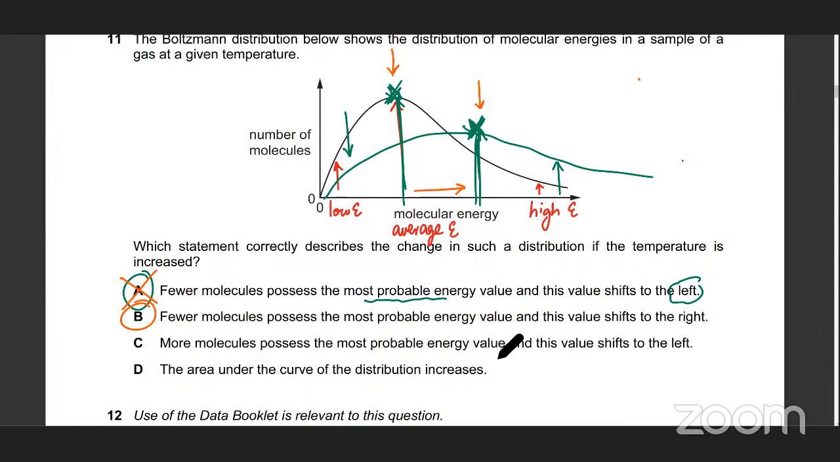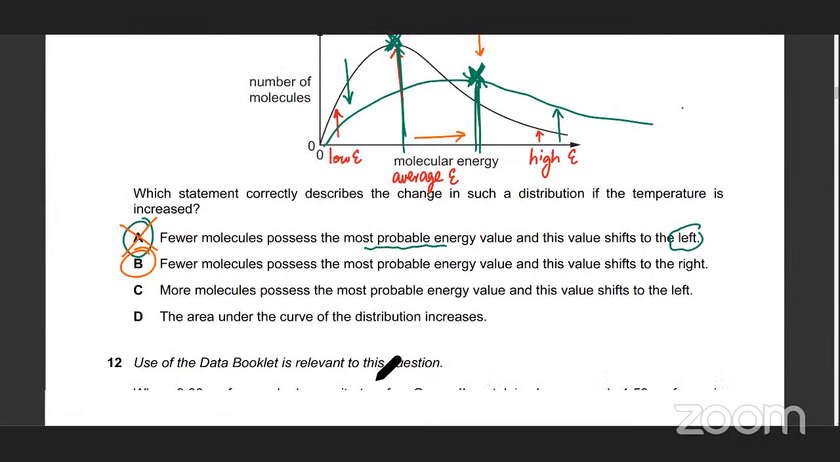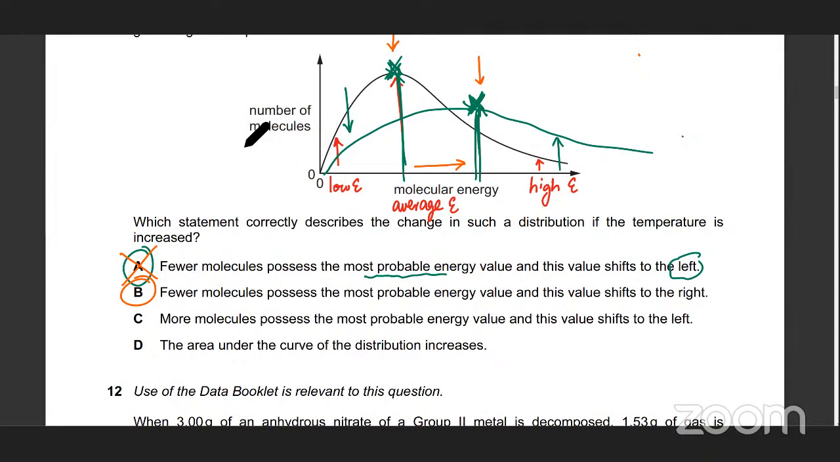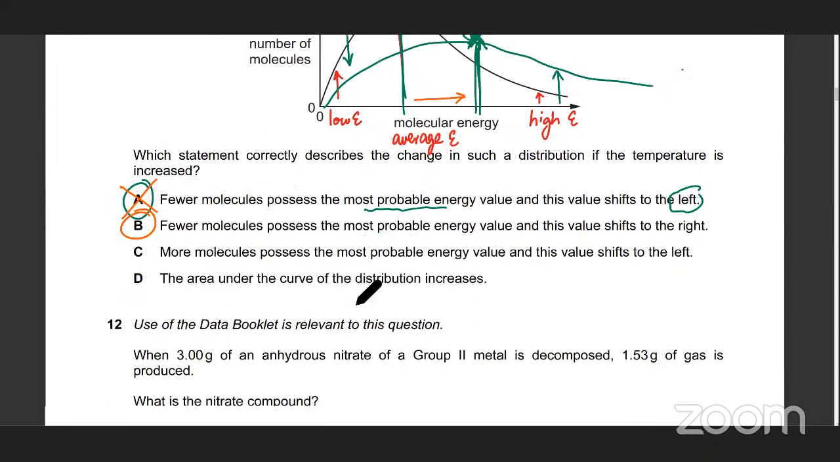More molecules possess the most probable energy value, and this value shifts to the left. That's also incorrect. Remember, the area under the curve of the distribution remains constant because you have the same number of molecules. तो जिस तरह वो हिस्टोग्राम में होता है कि वो molecules इधर distributed है या वो इधर distributed है. I mean, the more widely they're distributed, and जो higher energy वाली value जो है, that's much further away, the number of particles are going to remain exactly the same. The area under the curve would remain exactly the same, because the number of molecules are not changing in the container. So B is the answer.